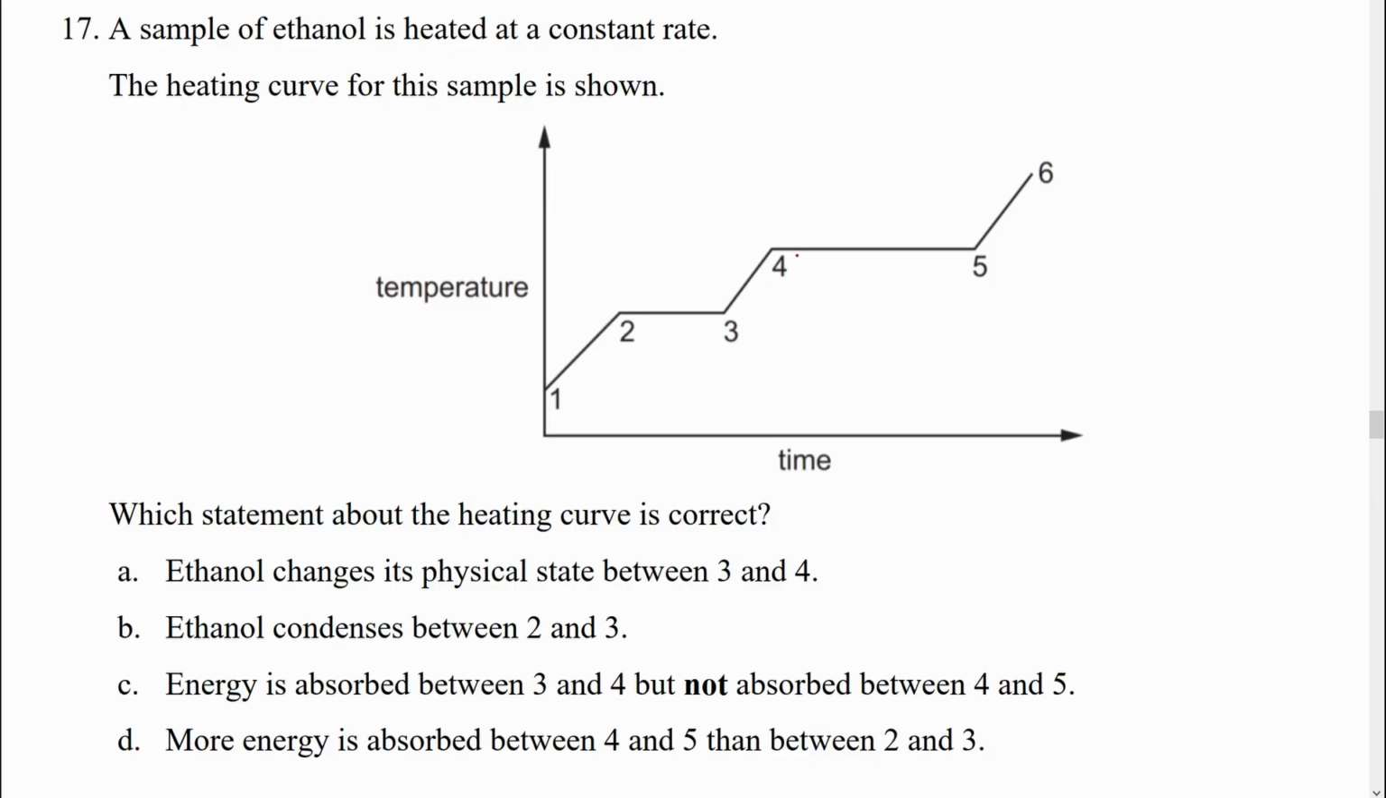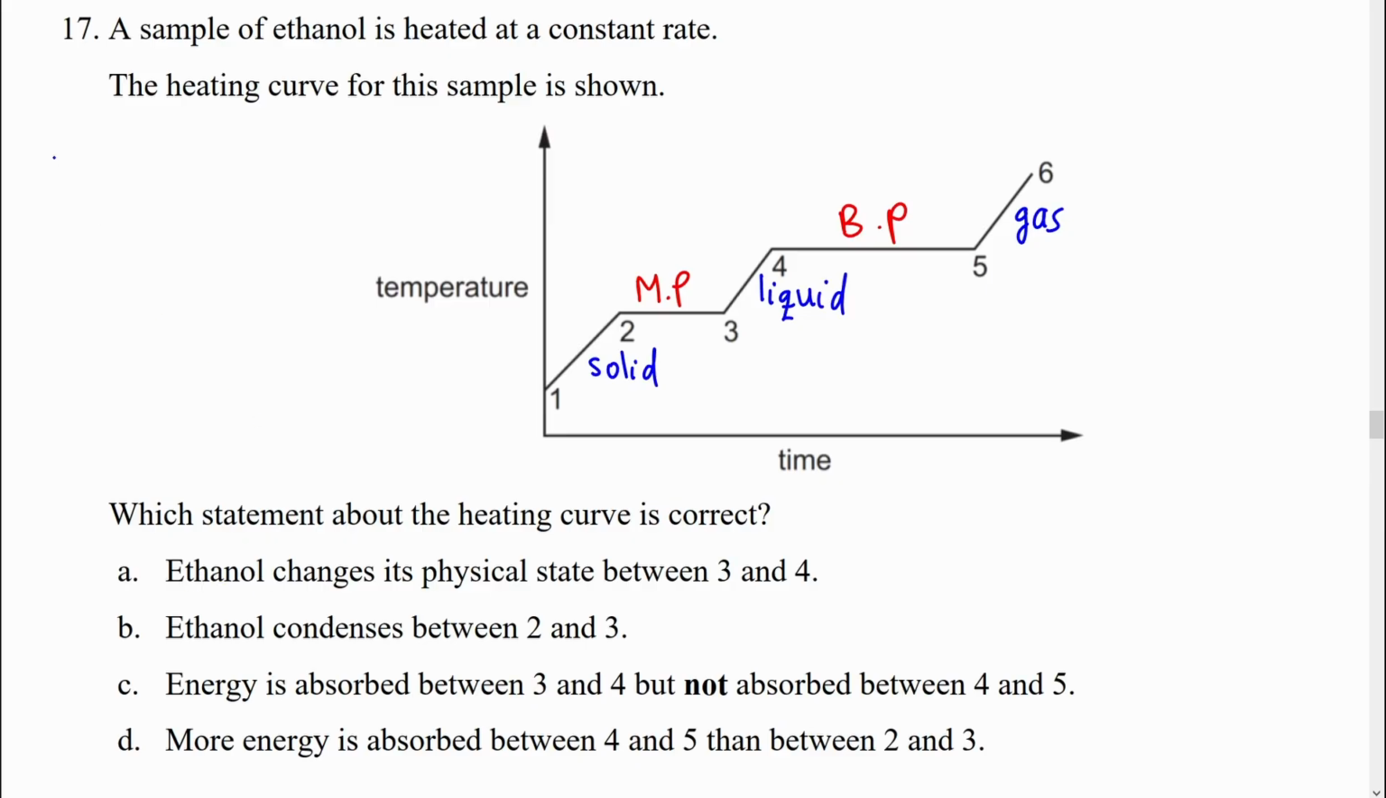So in a heating curve, the upper horizontal line is what we call the boiling point, right? While the lower horizontal line is what we call the melting point. Above the boiling point is always gas. Between the melting point and boiling point, it is a liquid, while below the melting point, it's a solid. Now let's check each option.